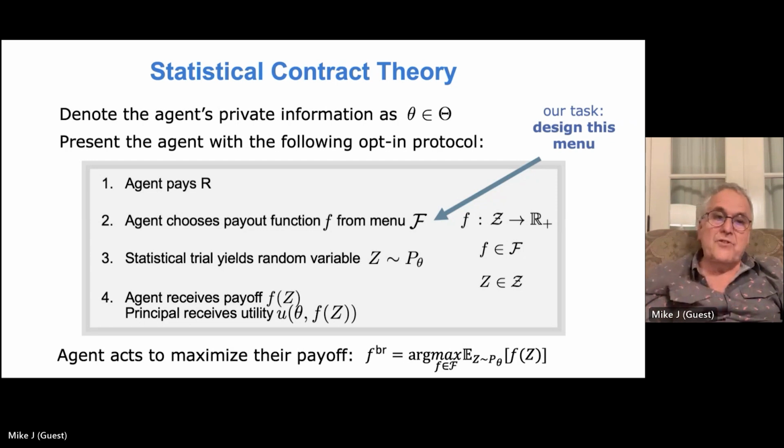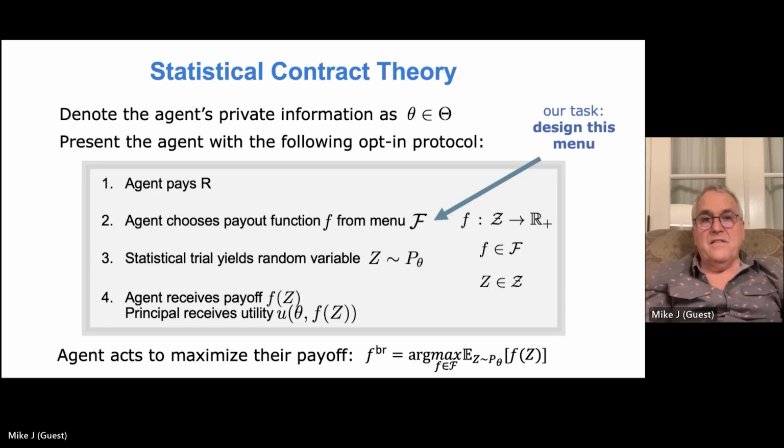Now, this is what's new relative to the economics literature. You run a statistical trial, which means you collect data and you do an analysis. So that's Z, the data. And now the agent gets a payoff based on their choice, f of z, and the principal receives a utility, which depends on f of z, which is how much they're going to have to pay, but also depends on the true state of nature, theta. Because if the FDA approves lots of bad drugs, eventually the FDA is going to look very bad, and they don't want that. So their utility has to also depend on theta.